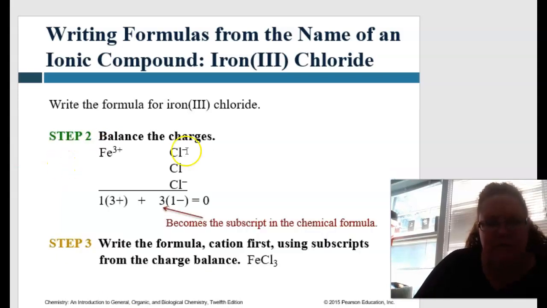So what are we going to do? We have to balance these charges. We have 3 positives from the iron, and that means that we're going to end up having to have 3 of the single 1 negatives to balance them out, because 3 plus 3 of the minuses equals 0, and so then that becomes the subscript. And so writing the chemical formula, the cation first using the subscripts from the charge balance would be FeCl3.